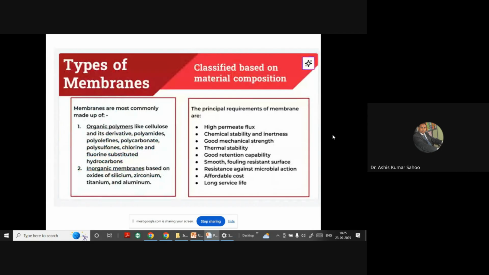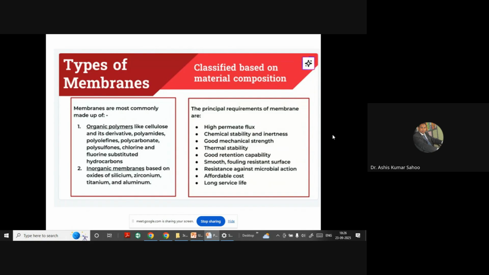So what are the types of membrane used? They are most commonly made of organic polymer and inorganic material. Organic polymers like cellulose and its derivatives, polyamides, polyolefins, polycarbonates, polysulfones and so on are used for organic polymeric membranes. Inorganic membranes are based on oxides.